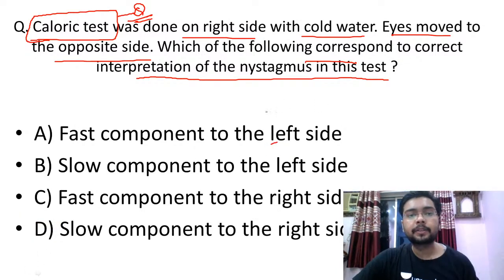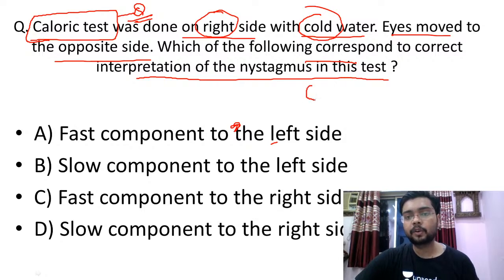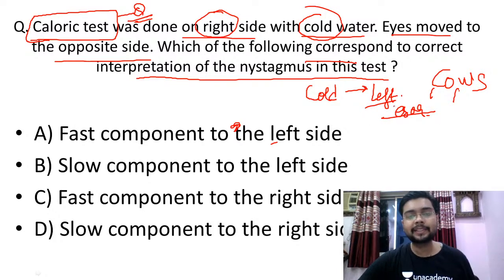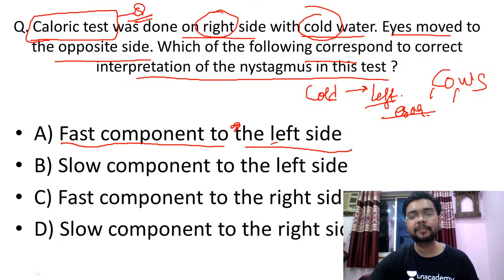They are saying that you are doing the caloric test on the right side with cold water. So what you expect for cold water is that your nystagmus should move to the opposite. That means it should go towards the left side or the left ear. So your fast component should be towards left. Now let us read our options. The first option says fast component to the left side.